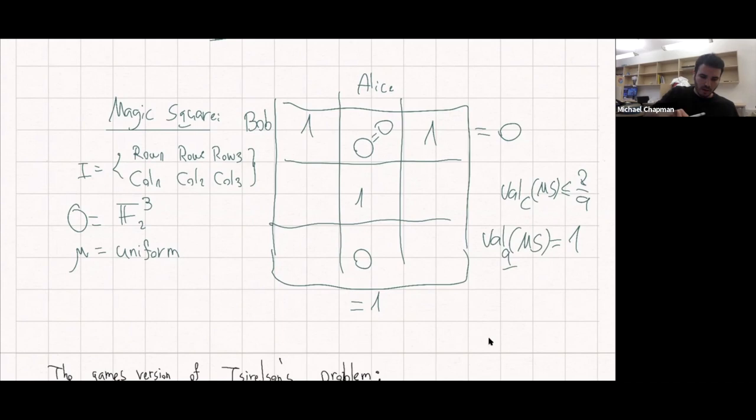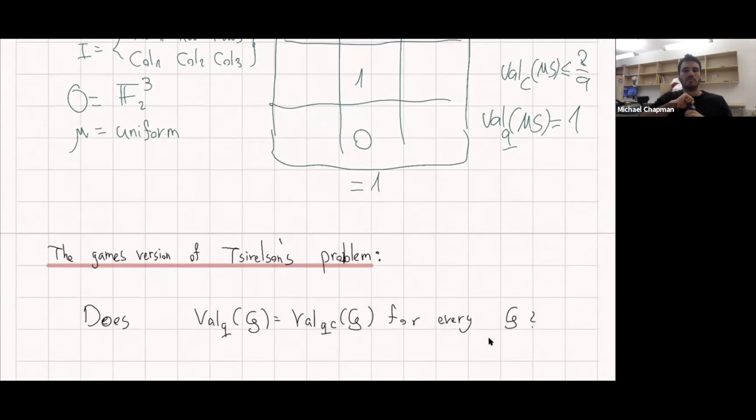Great. So now I want to talk about Tsirelson's problem. Similarly to the question of Einstein, Podolsky, and Rosen, Tsirelson asked whether the quantum set, the set of quantum correlations, is the same as the set of quantum commuting correlations. And actually, he didn't ask for the specific quantum set. He asked for the closure of this quantum correlation set. Okay. So whether the closure of CQ is the same as CQC.